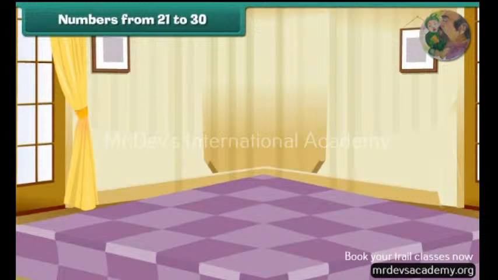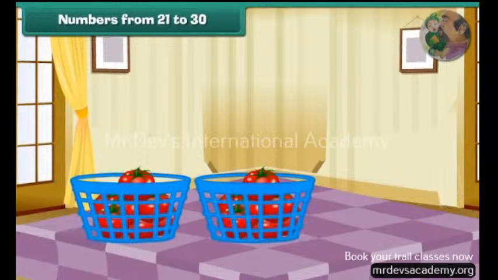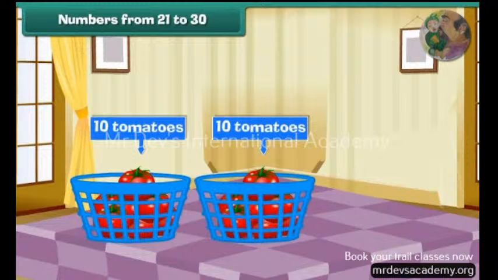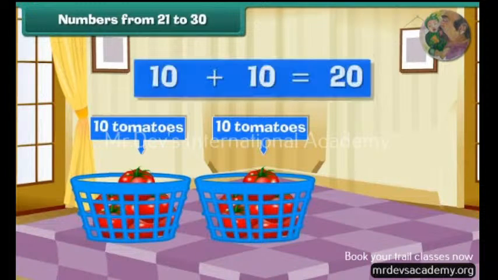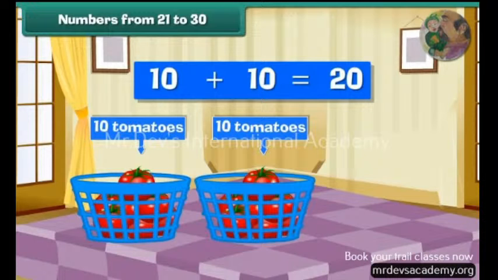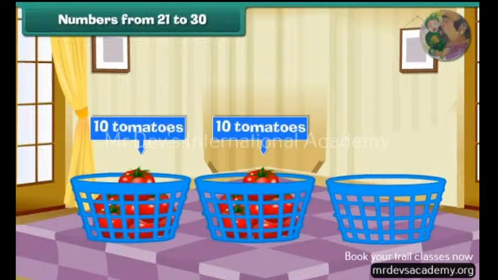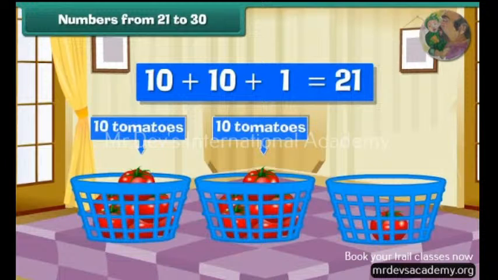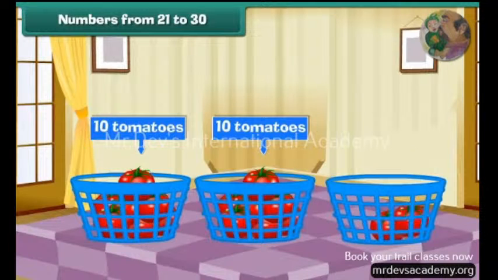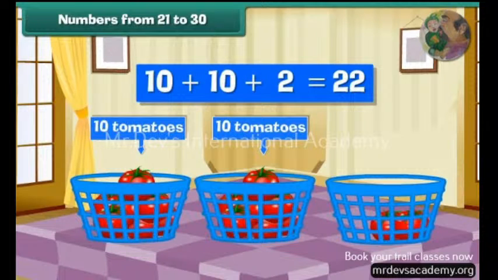Numbers from 21 to 30. Look at these 2 baskets of ripe tomatoes. Each basket contains 10 tomatoes. Therefore, we have 2 groups of 10, which means we have 20 tomatoes. Here is an empty basket. Let us place a tomato inside it. We have 2 tens and 1, that is 21 tomatoes. Place one more tomato in the third basket. We have 2 tens and 2, that is 22 tomatoes.